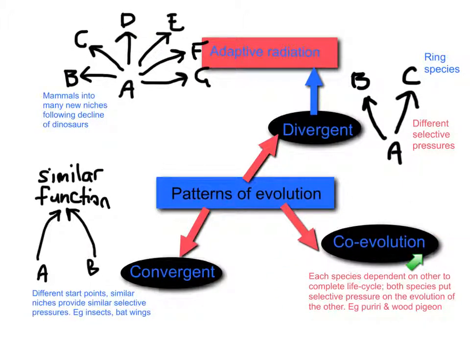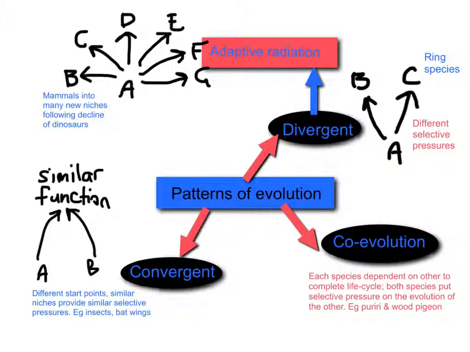The last pattern of evolution that we'll look at is coevolution, and this is reasonably familiar because we looked at coevolution when we did the plant and animals achievement standard as well. But this is the idea that two or more species are almost codependent on each other in terms of the pressures provided on them for evolution. So in this case, each species is putting pressure on the other one to evolve in a certain direction.